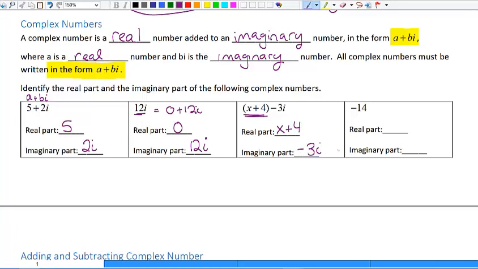Negative 14. Which one is the real part? Which one's the imaginary part? Well, you might be looking at this and thinking, negative 14 is not a complex number. It's a real number. Well, clearly the negative 14 is the real part, but you could put a plus 0i. So the imaginary part is 0i. So in this case, this one is 100% real, but if you make it into a complex number, the real part is negative 14, the imaginary part is 0i. On 12i, the second one, the entire thing is imaginary. Well, if you write it as a complex number, the real part is 0. So we can make any number into a complex number.